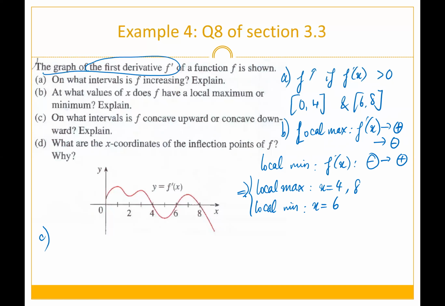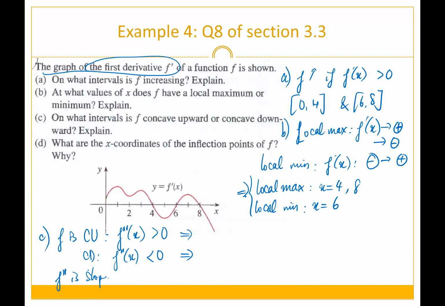Now C: on what intervals is f concave upward or concave downward? F is concave upward, CU, when f double prime of x is positive, and it's concave downward if f double prime of x is negative. If you look at the graph here, the relationship between f double prime and f prime is that f double prime is just the slope of f prime. So you just try to find the slope of this graph.